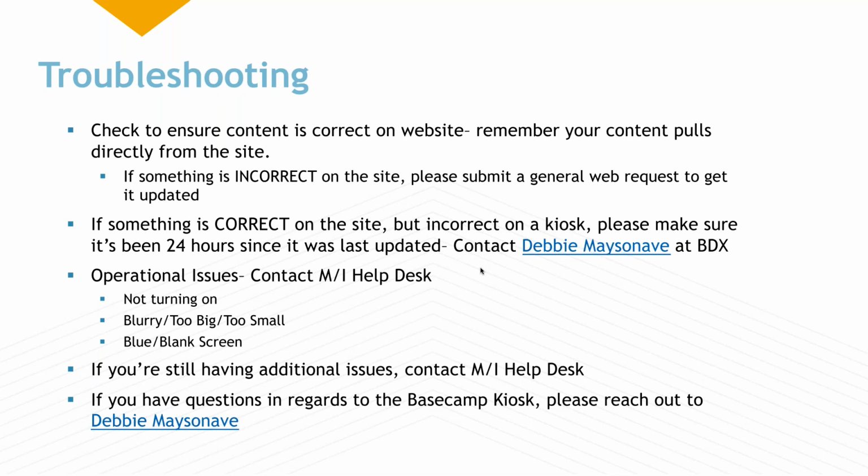And then any operational issues, you're going to contact MI Homes Help Desk. So this would be not turning on, if your screen is blurry, if it's zoomed in, too big, too small, or you're seeing any blank or blue screens. We've gotten some of that. So you're going to contact Help Desk directly.